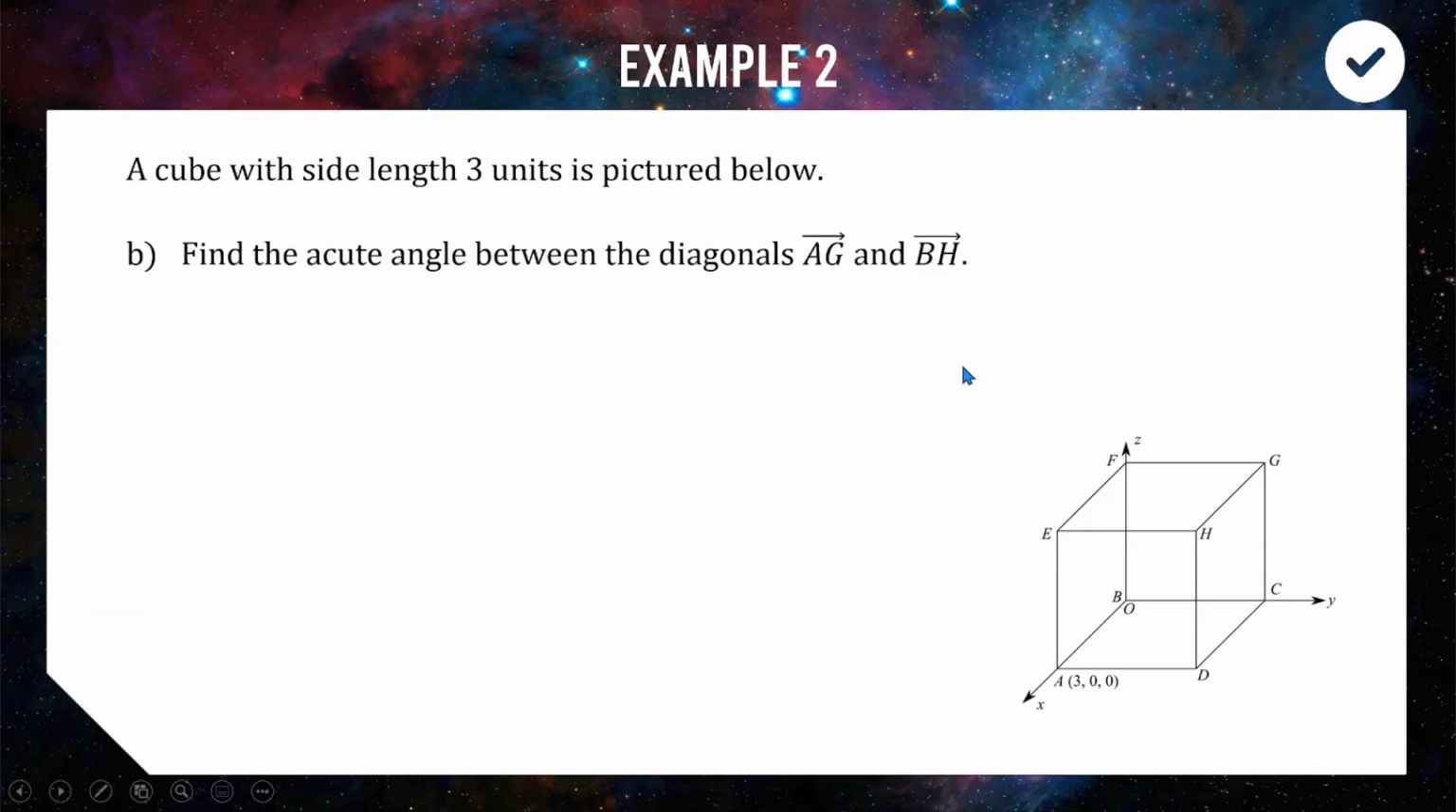For part B, we are going to find the acute angle between the diagonals AG and BH. So very similar to what we did in the flashback question. First thing we need, we've already got AG. We just did that in part A. We just need to find the vector BH.